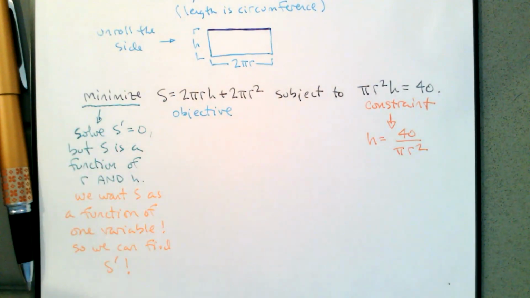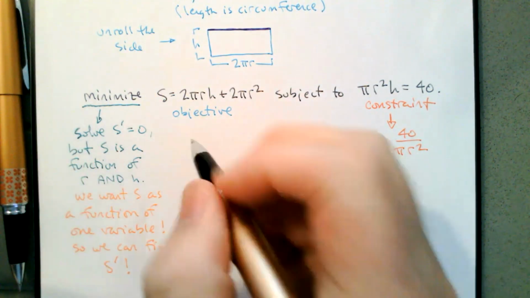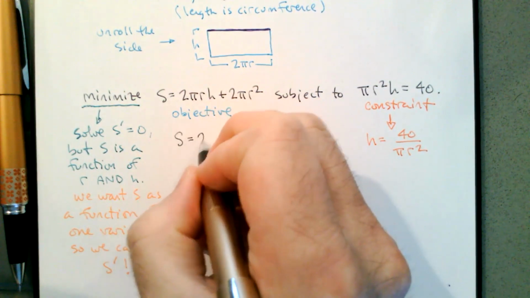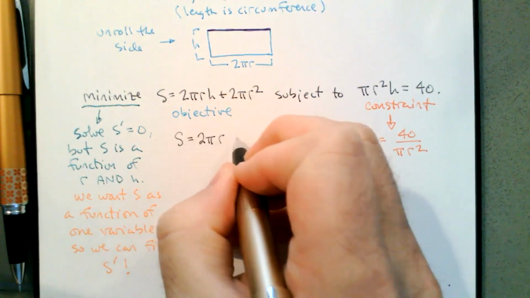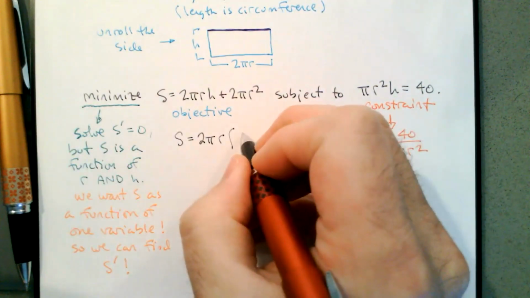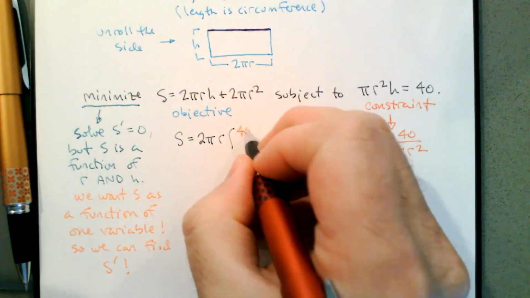Now I'm going to use this relationship between R and H in the objective so that the surface area will be a function of one variable. So now I'm going to take my surface area, and it's going to be 2 pi times R times H, which is going to be 40 over pi R squared.